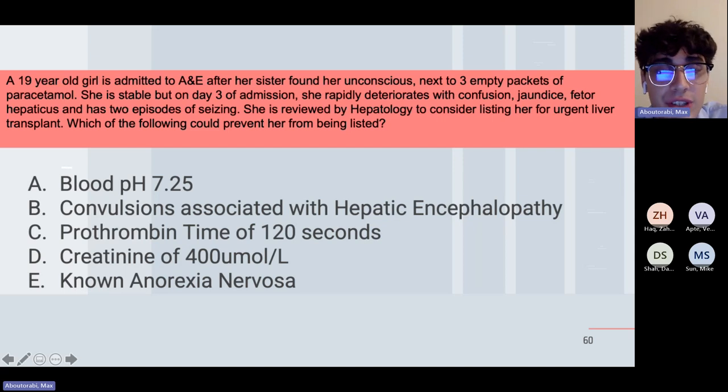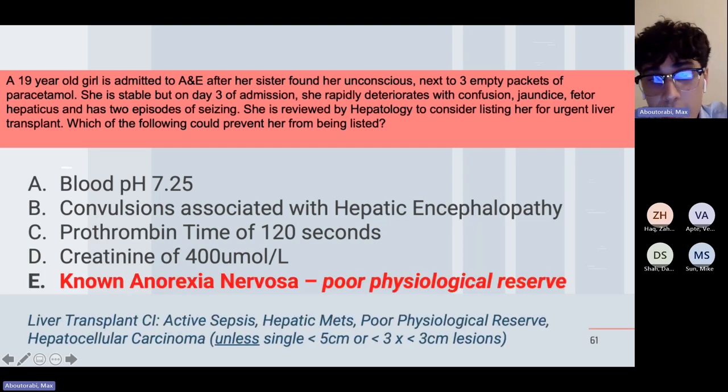So this is quite a tough question, and it's less about knowledge and more like a skill that you might need to use in your AKTs. So the answer is E, known anorexia nervosa. The reason it's quite a hard question is because this uses the King's College criteria for a paracetamol overdose. This isn't exactly something you'd be expected to know, that anorexia means you can't have a transplant. But as you know that these are all markers that a patient is very likely to need a transplant, you should cross them out as potential reasons and then just answer with whatever you've been left with.